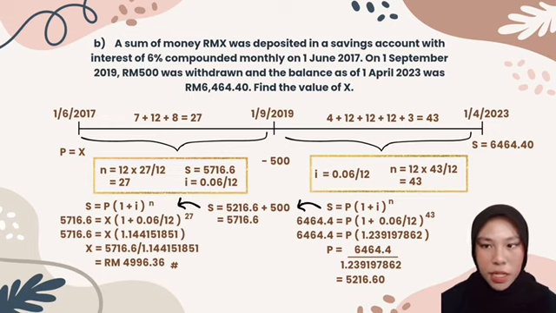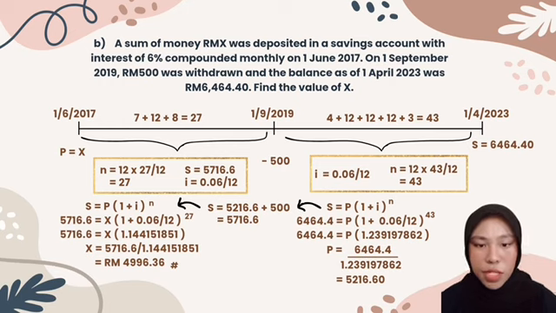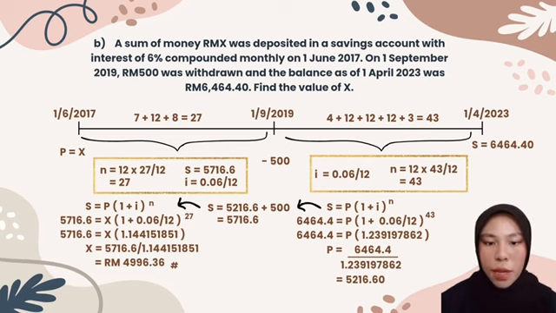So we will be counting backwardly. First, on the second term, using the information of i equal to 0.06 over 12, n equal to 12 times 43 over 12, which is equal to 43. We got 43 over 12 by finding the number of months between 1st September 2019 until 1st April 2023. Then we get 43 months. We use approximate time because all the dates are on the first day of the month.